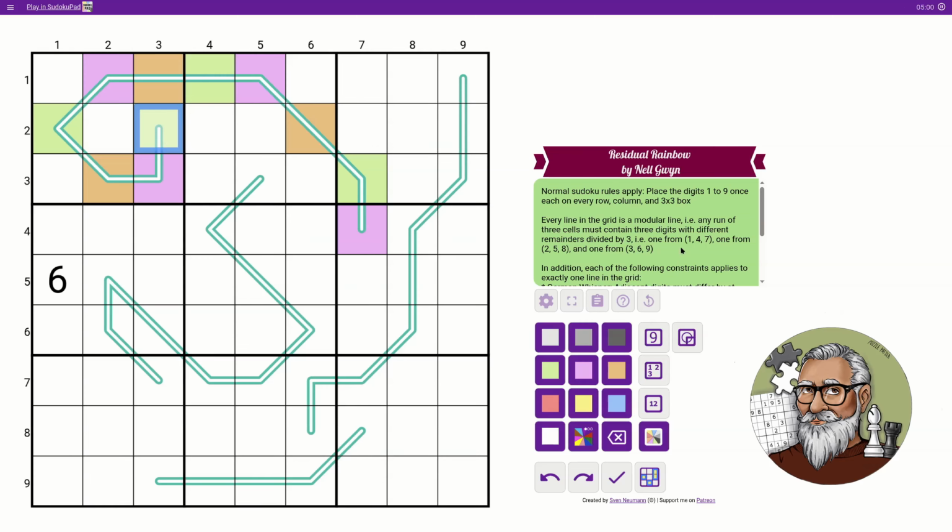I don't know. What are the restrictions of having a parity line with a modular line? I wouldn't know.